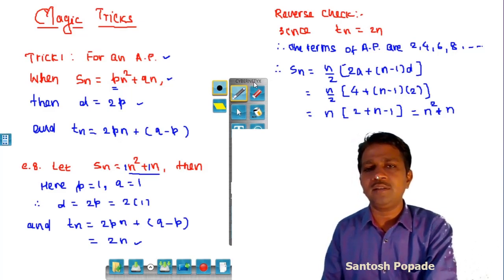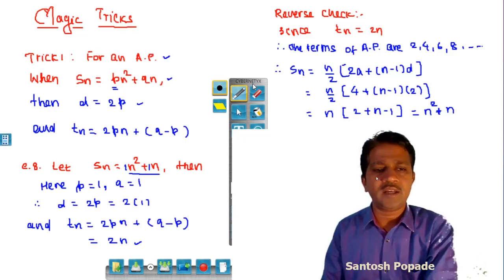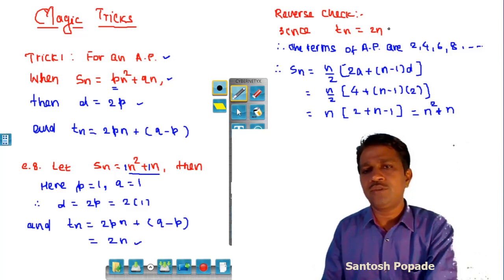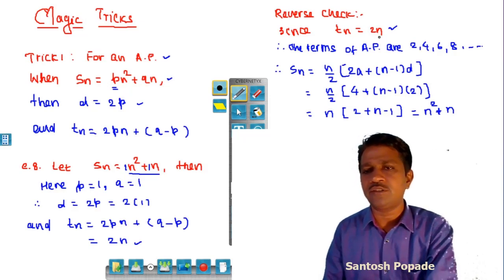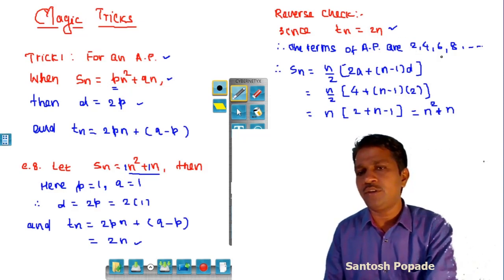Now let us do the reverse check to see whether the solution obtained using this trick is correct or not. We have obtained the formula for Tn as 2n. Using this formula I can find all the terms of that AP. By putting n equals 1 I get T1, which is 2 into 1, that is 2. If I put n equals 2 I get T2, which is 2 into 2, that is 4. For n equals 3, 2 into 3 is 6, and likewise. You can observe that this is an AP: the common difference is 2 and the first term is also 2. So here a is 2 and the common difference is also 2.